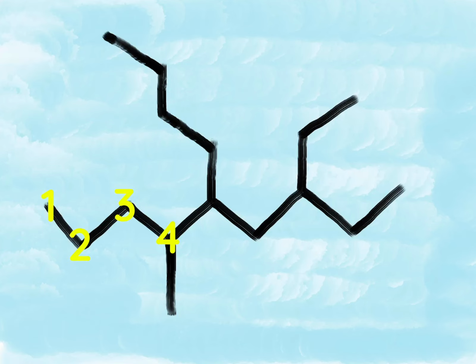First, I'll count this way. 1, 2, 3, 4, 5, 6, 7, 8, 9 carbons. This seems to be the longest. But if I count this way, 1, 2, 3, 4, 5, 6, 7, 8, 9, this one also has 9 carbons. To decide which one to classify as the parent, you pick the one with more substituents coming off it.